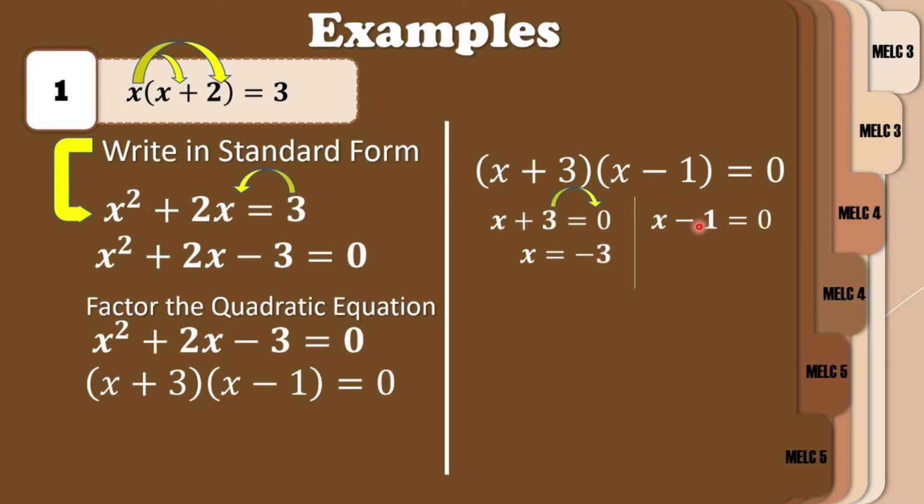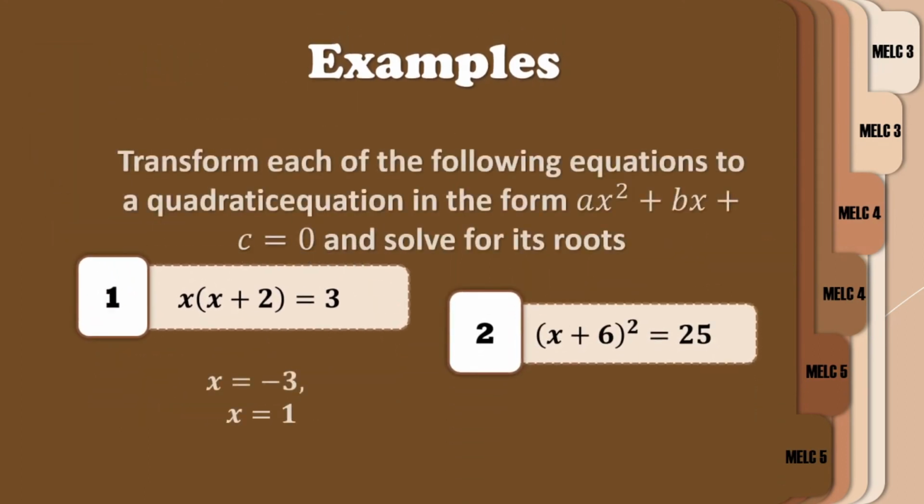Sa kabilang side naman, we have x minus 1 is equal to 0. Then, transpose sa kabilang side si negative 1. So, x will be equal to positive 1. So, the roots of our equation, our quadratic equation, is x is equal to negative 3 and x is equal to 1. So, let's proceed to second example.